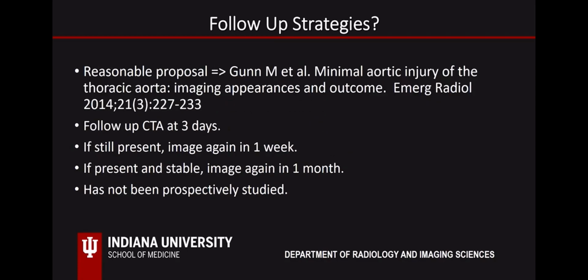One proposal published by Dr. Martin Gunn from University of Washington suggests that if the patient does have a minimal aortic injury, that it be followed up in 3 days. If the injury is still present, re-image the patient in 1 week. And if the injury is still present at that time, re-image the patient again in 1 month. It's not clear what we should be doing with these patients if the injury persists for 1 month or more. This proposal has not yet been prospectively studied.